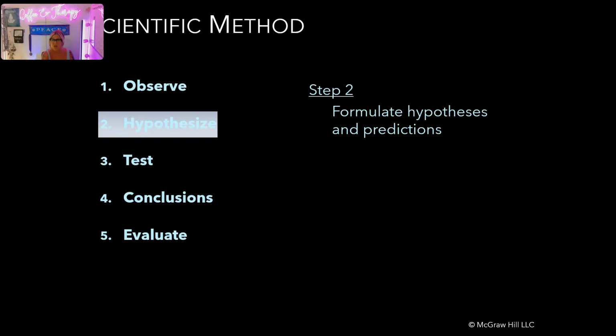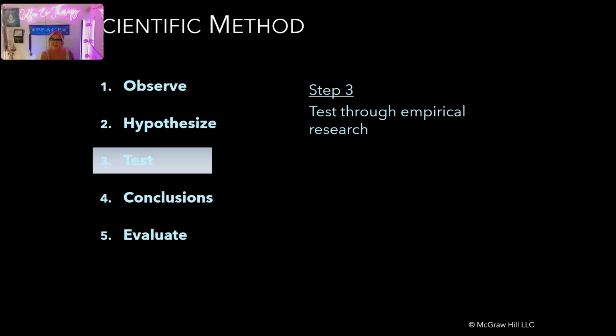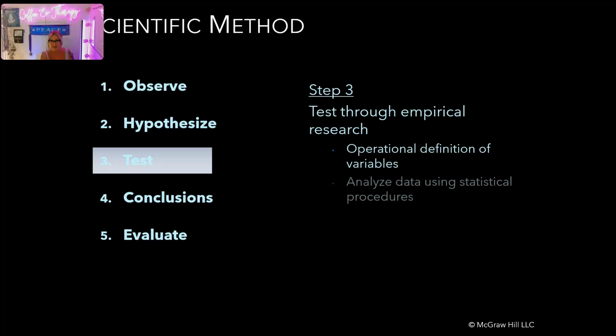Then we're going to move down to hypothesizing. That's step two. You're going to formulate your hypotheses and predictions. Those are testable, so you have to test those predictions. Those must be derived from theory. If it's not derived from theory, then there's nothing to hypothesize. Step three is test through empirical research. You have to have operationally defined variables, right? So, operational definition of variables. If you don't have that, then there's nothing to test.